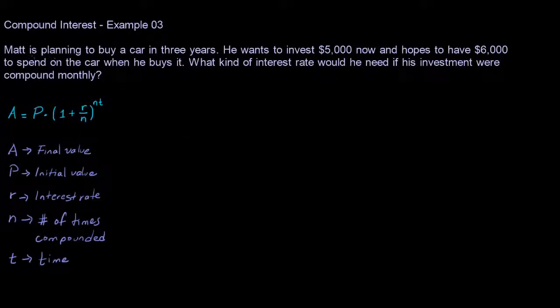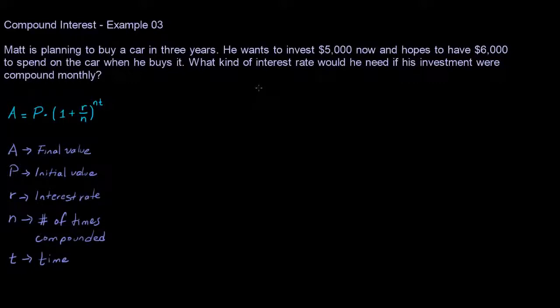Now in the setting we have again Matt. This guy likes to invest, I could say. So Matt's planning to buy a car in 3 years again. So he wants to invest 5,000 now and hopes to have 6,000 to spend on the car when he buys it. Now, what kind of interest rate would he need if his investment were compound monthly?